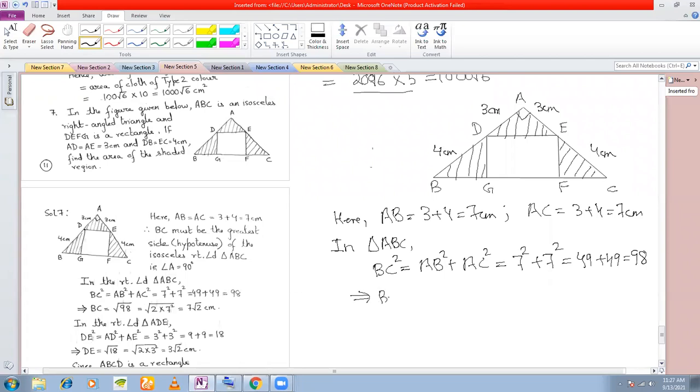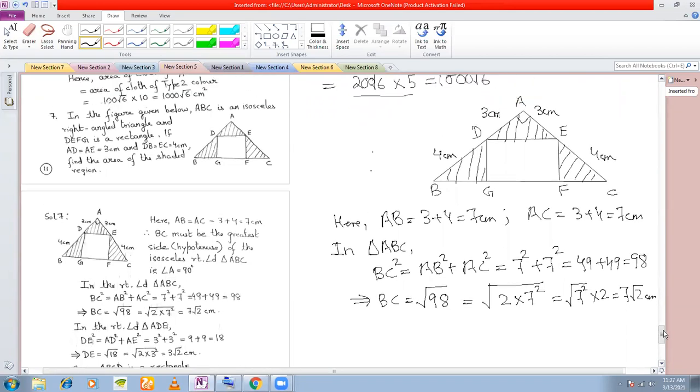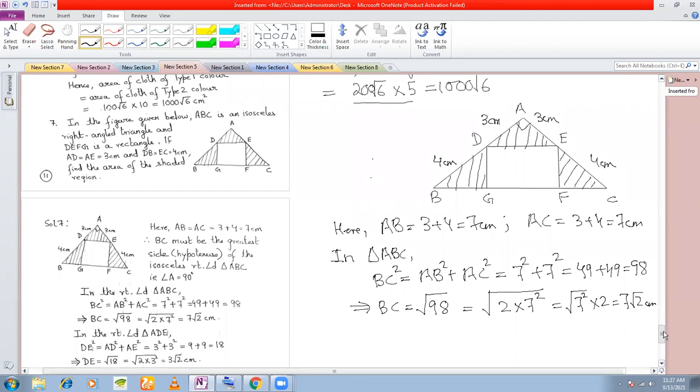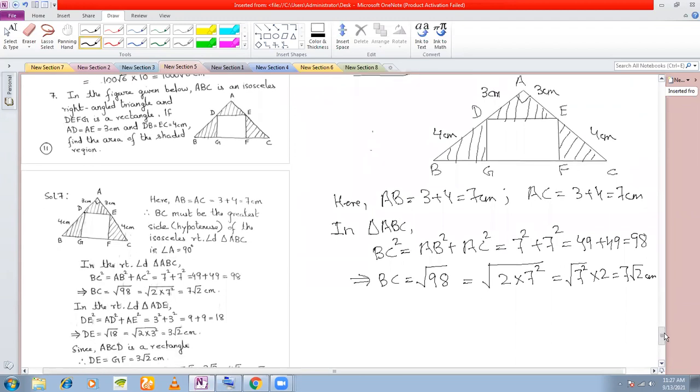So we have managed to find out the length of the hypotenuse. What is BC here? BC is square root of 98. You prime factorize 98, 2 into 7 square, which will give you root of 7 square into 2, which is 7 root 2 centimeter. So you have found out the length of BC also. Now we'll find out the areas later. Let us first find out all the lengths.